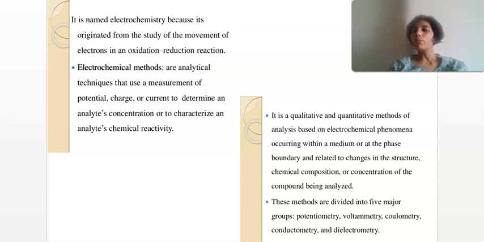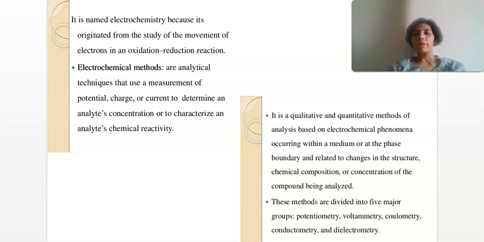But the problem that comes is sometimes we don't have a visual indicator available for every chemical. Then what to do at that time? At that time we can use the potential or charge to characterize their concentration, their reactivity, in different ways. Okay. Now it can be a qualitative as well as a quantitative method, as you can see on your screen, the slide is showing you.